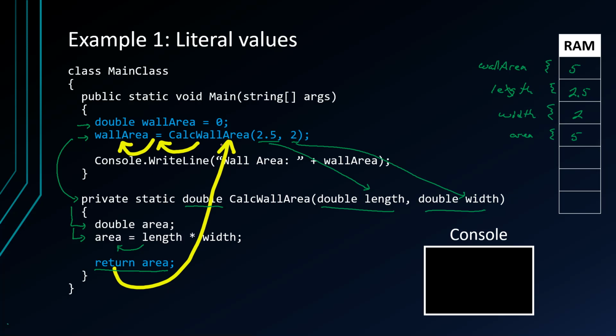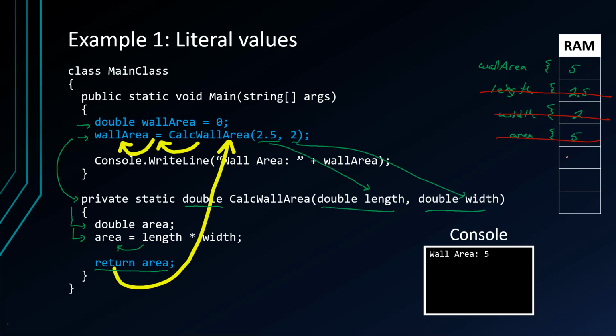Red here. So it's going to say delete, delete, delete. All three of those get deleted. So the only thing left in memory at the end of this is the wall area variable. And then it gets displayed on the screen. Wall area 5. That's the entire outlook.